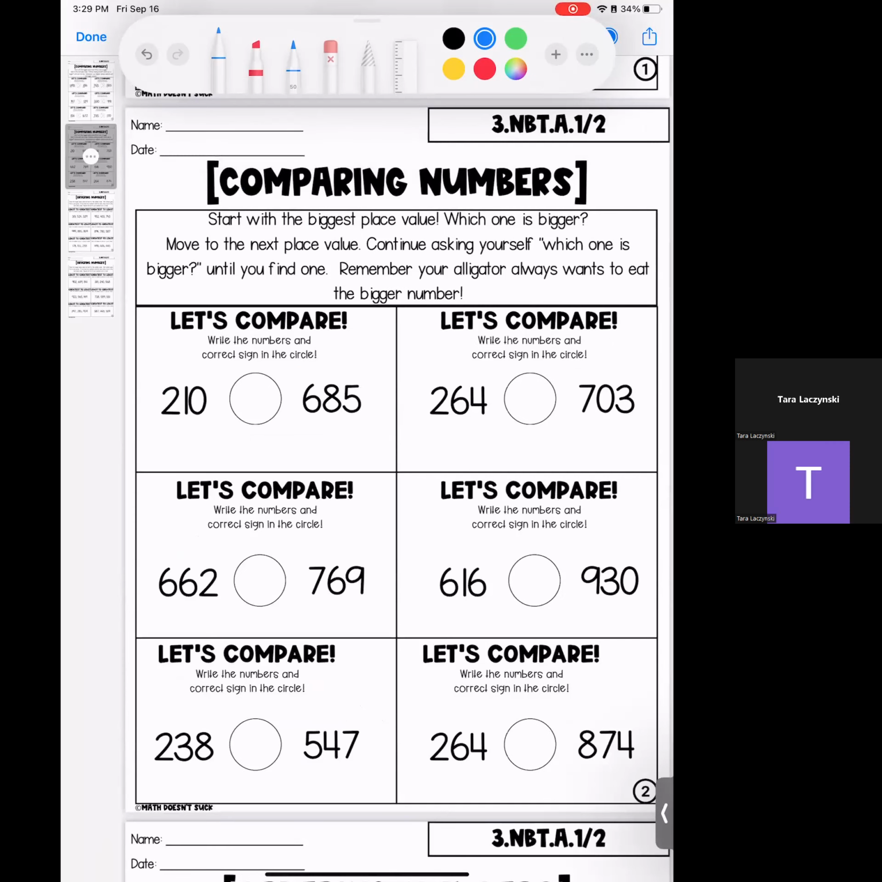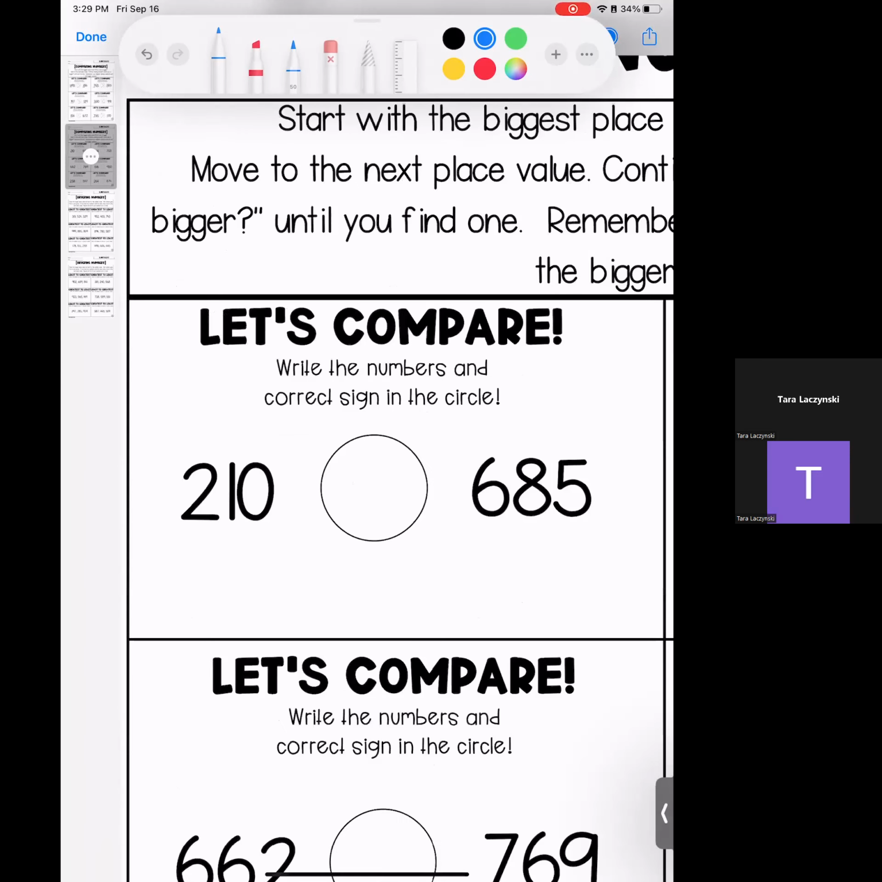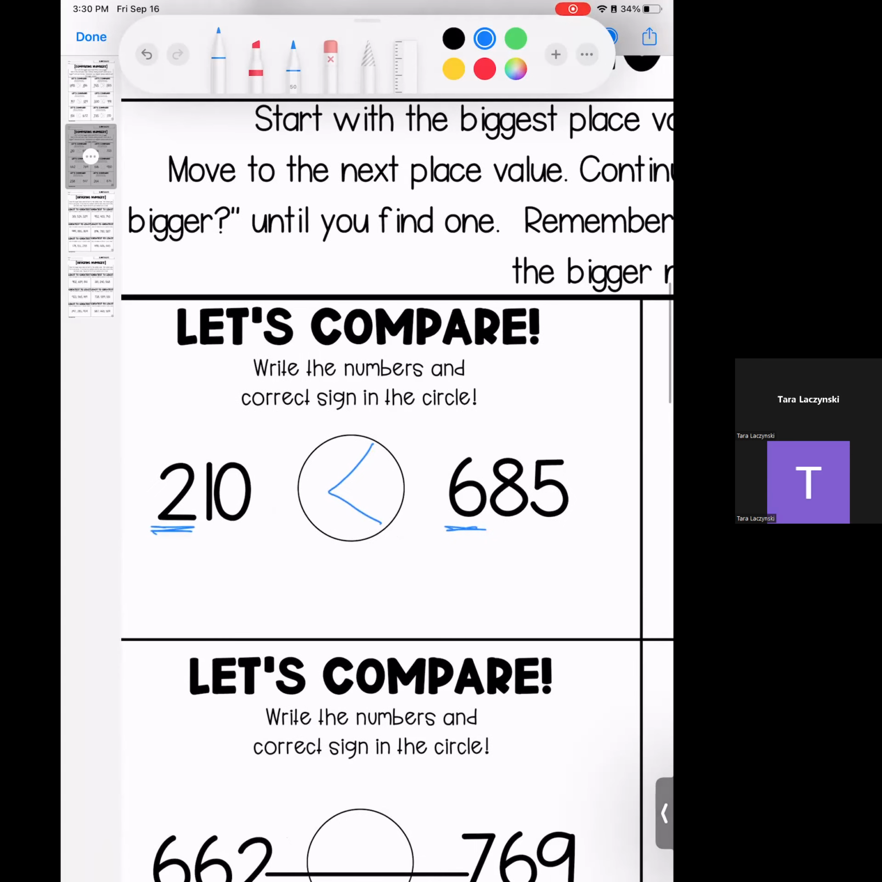All right, my loves, homework number 2. We are still comparing numbers. So let's dive right in. We are comparing the largest place value first, asking ourselves again and again, which number is bigger? We are comparing 210, 685. 600 is greater, so 685 would be the greatest value. We would read this as 210 is less than 685.